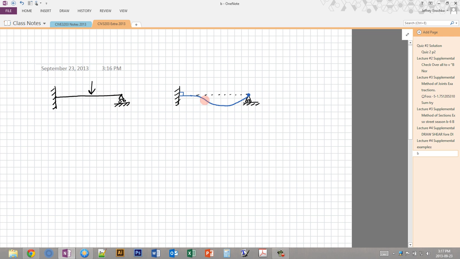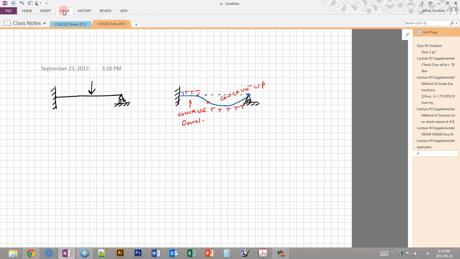And then we find the inflection point, which is about here. And here this bending is always concave up, so there's no more inflection points. So here we have concave up, and here we have concave down. We have tension on the outside here, tension on the bottom here.